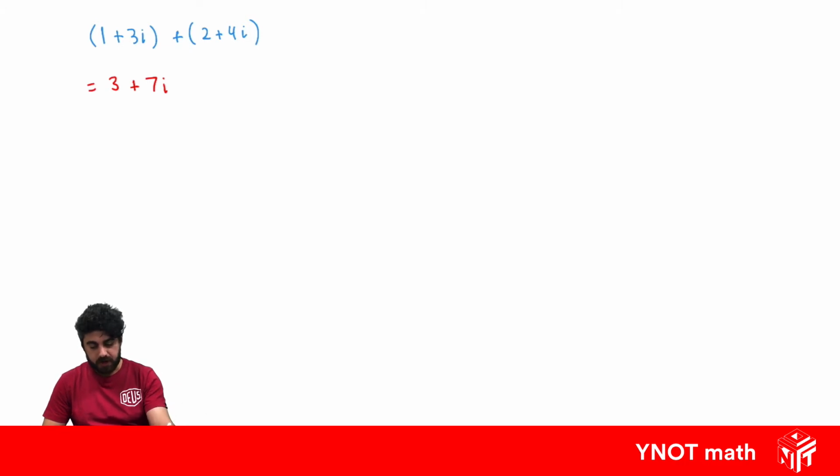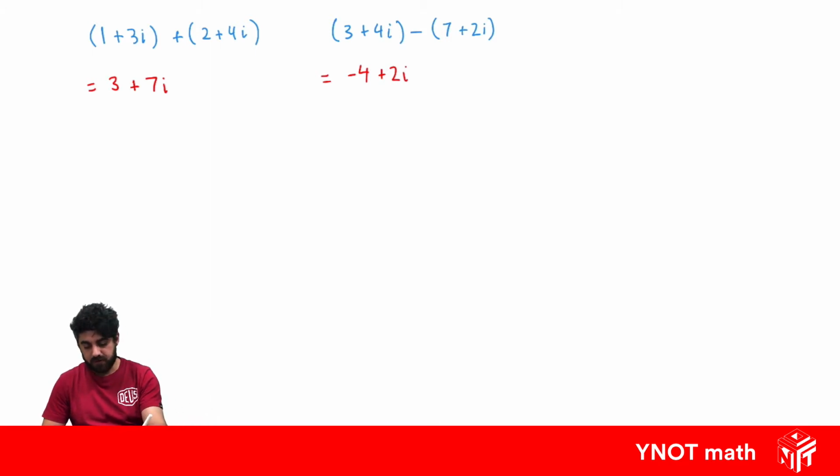What about subtraction? Well, subtraction is very similar to addition, so we're going to look at 3 plus 4i minus 7 plus 2i. Again, we're just going to subtract the real parts from each other and the imaginary parts from each other, so we get 3 minus 7 is minus 4, then 4i minus 2i is going to give us 2i.